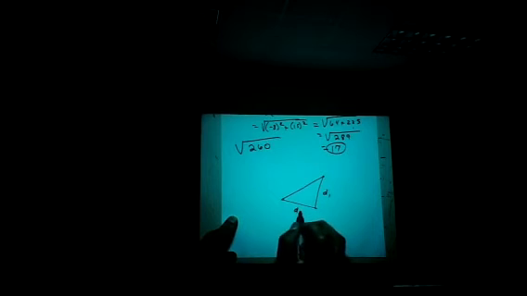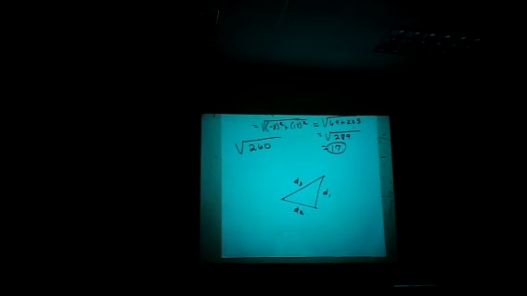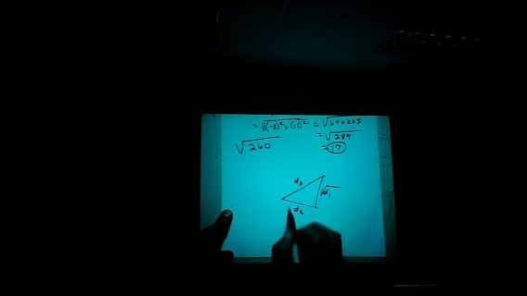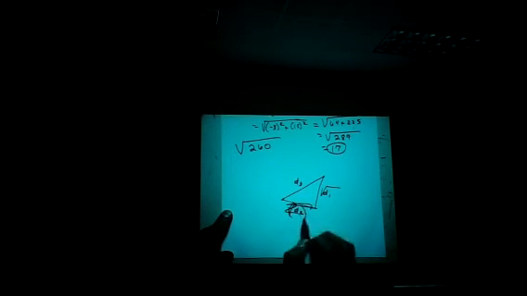That means I've got to find this distance, and this distance, and this distance, and I've got to say, does this guy squared plus this guy squared equal that guy squared? I.e., does the Pythagorean theorem work in this case?